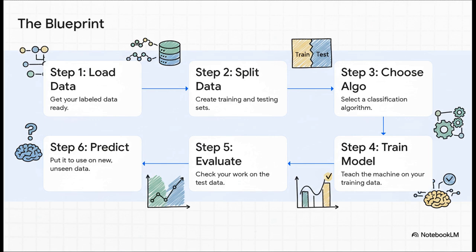You load your materials. That's your labeled data. Then, number 2, you create a test site by splitting that data, holding some of it back to check your work later. Step 3 is where you select your tool, pick your algorithm. 4 is the fun part. You actually teach your machine by training it. Then, number 5, you check your work by seeing how well it does on data it's never seen before. And finally, step 6, you're ready to put it to use and make some real predictions.